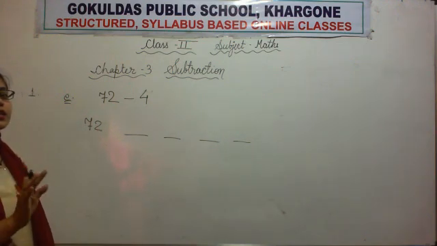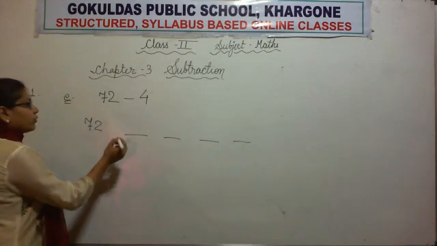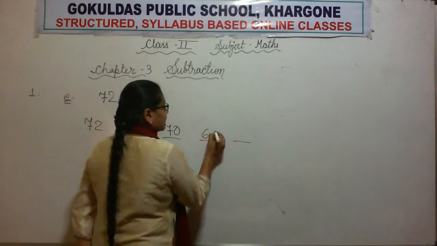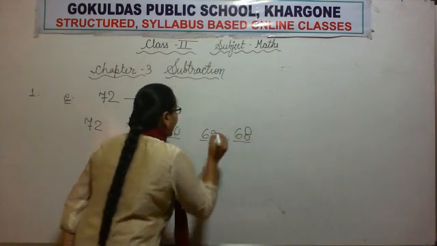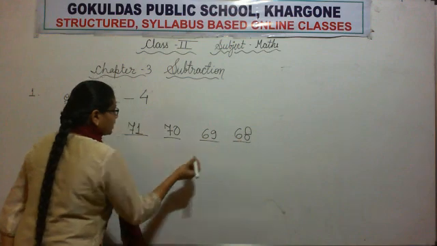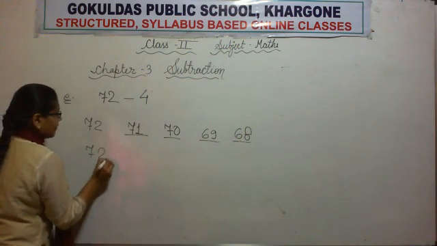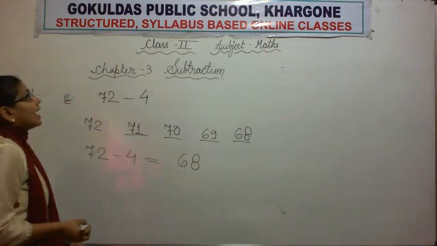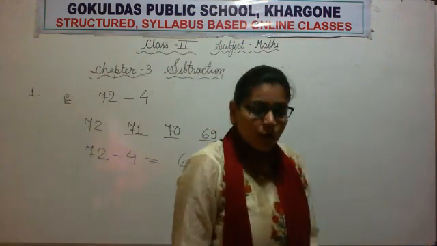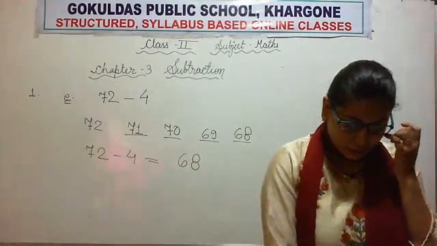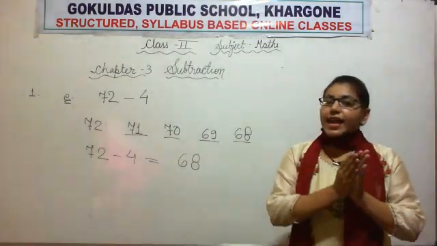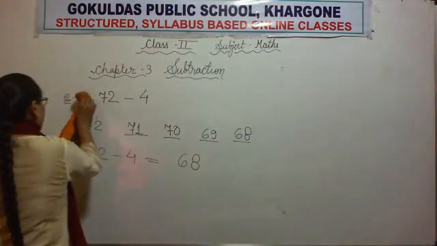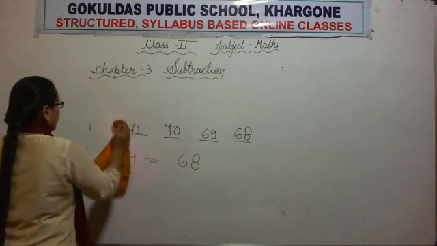Now what will we do? We will count backward from 72. So 71, 70, 69, 68. So we stopped at 68. It means 72 minus 4 is equal to 68. Okay. So this is how we can do subtraction by counting backward. So with this, your book's questions are over. This part will remain in the book only.